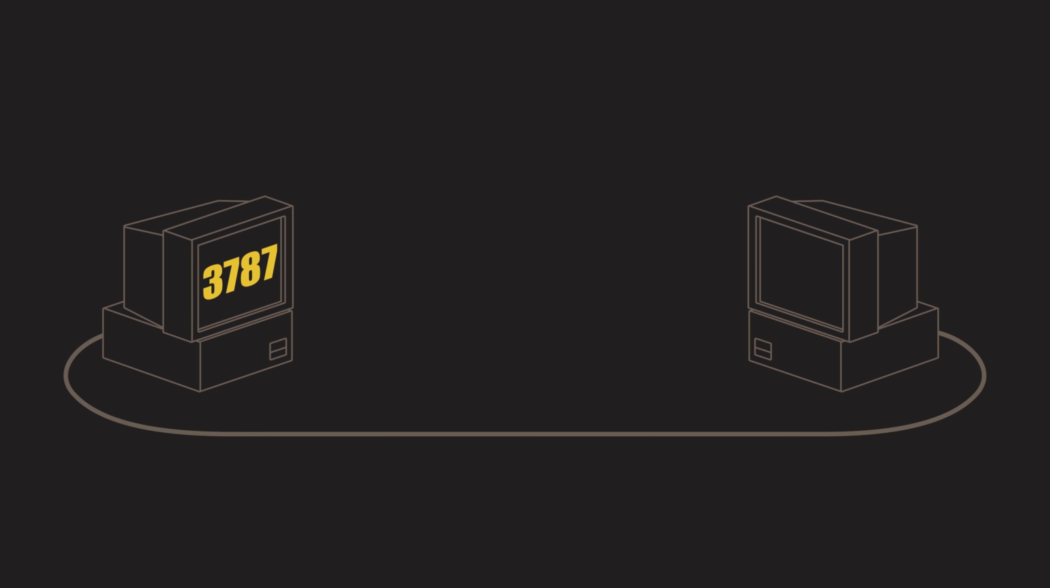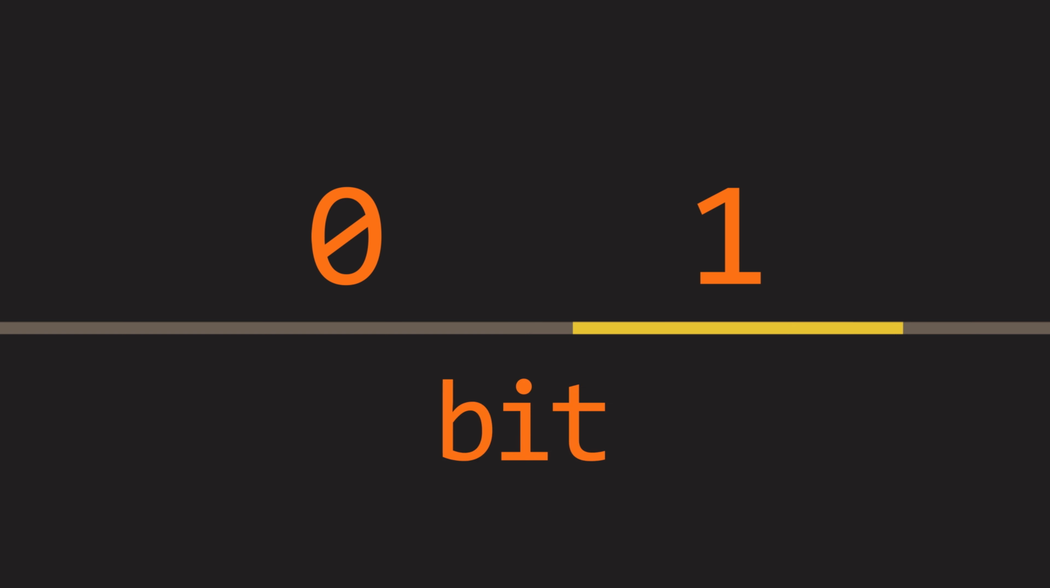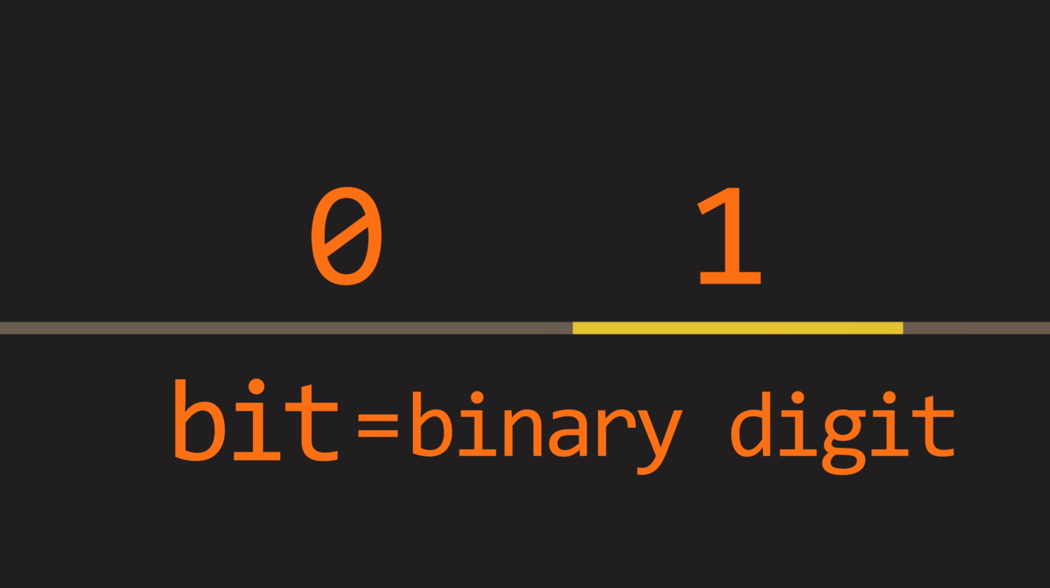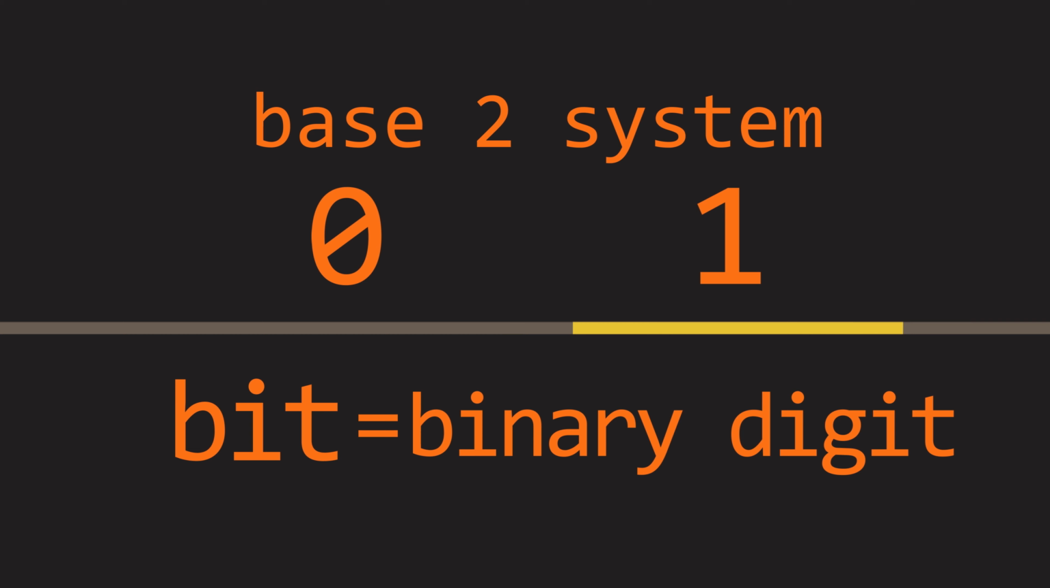The easiest way to send information through a wire is to turn the current flow on and off in a sequence. On and off are two states, which can be represented as a 1 and a 0. That's what computers use to communicate with each other, bits. We call it a binary system because it uses only two states. It's a base 2 system.